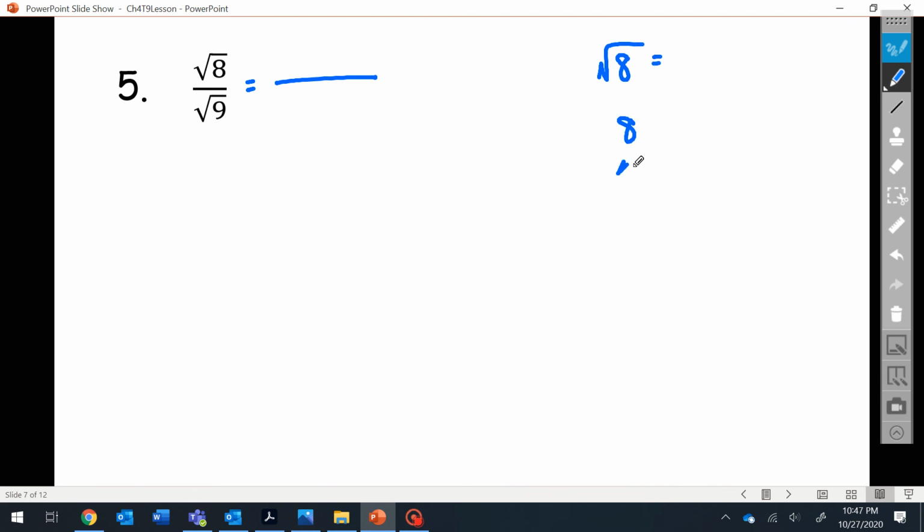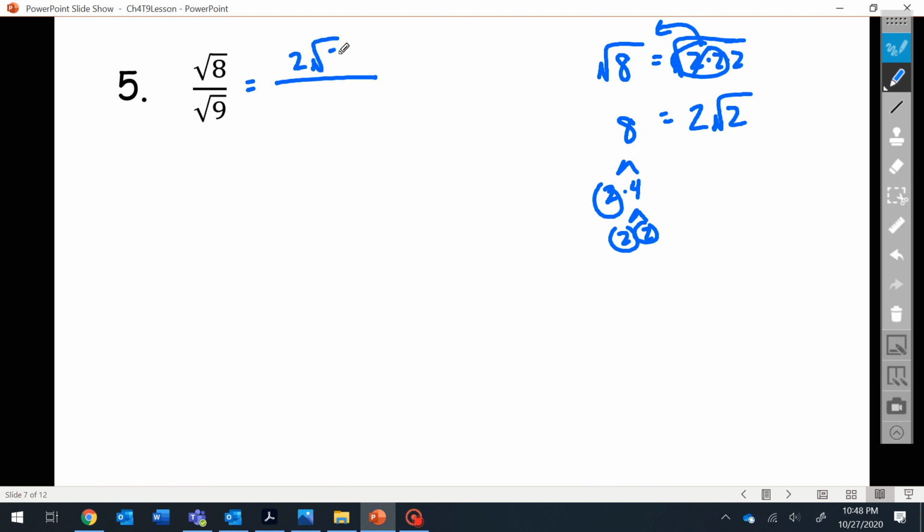So 8 breaks into 2 times 4, and 4 is 2 times 2. So this is 2 times 2 times 2. So a pair of 2's on the inside will make a single 2 on the outside. So I have these two make a 2 on the outside, and I still have a 2 on the inside. So the square root of 8 is 2 square root 2.